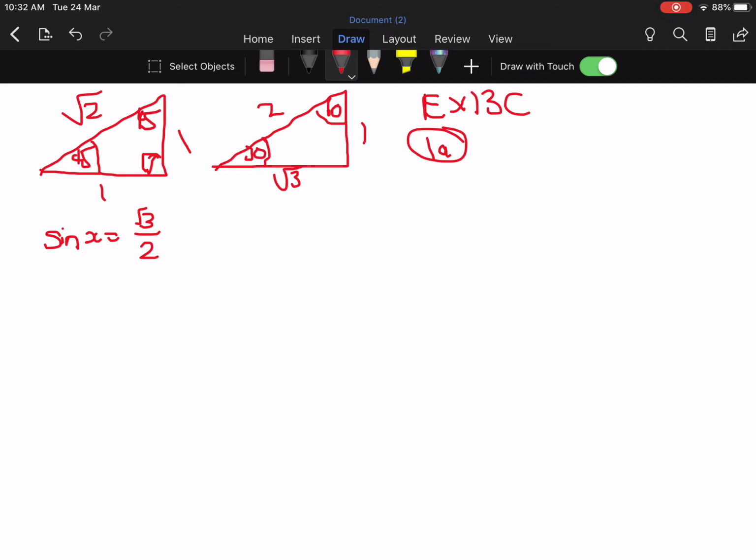Well, first of all, I would need to know my exact values. So root 3 over 2, and it's sine. Sine is opposite over hypotenuse. So which one gives me root 3 as my opposite? Well, it has to be 60. 60 has an opposite of root 3 and a hypotenuse of 2. So therefore I know that when I do inverse sine of root 3 over 2, I get 60 degrees.